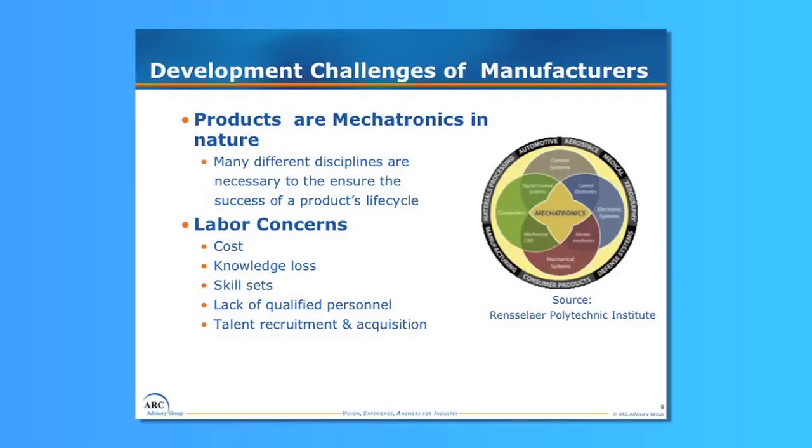And if we take a look at some of the development challenges, one of the biggest problems is the simple fact that products are mechatronics in nature. Design teams need to not only have mechanical and electrical engineering expertise, but they also have to have knowledge of control systems, manufacturing processes, or any other discipline or engineering aspect that can impact the manufacturing processes.